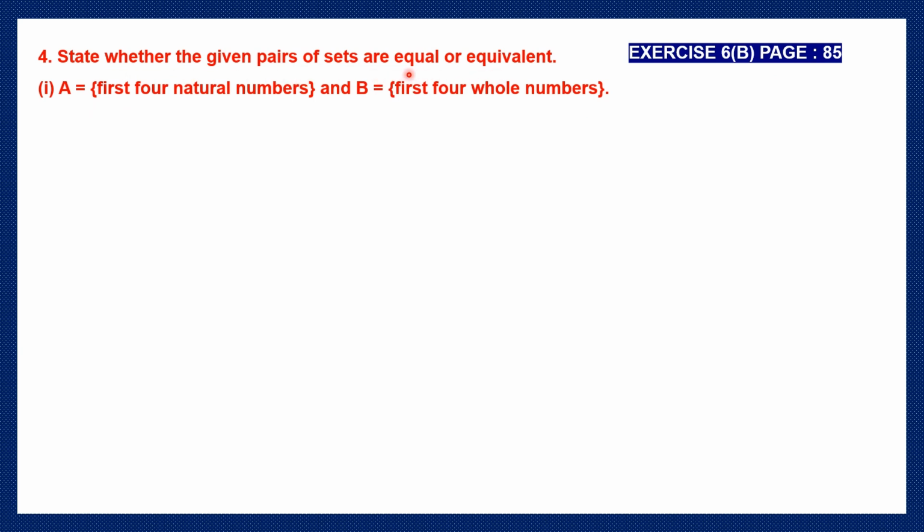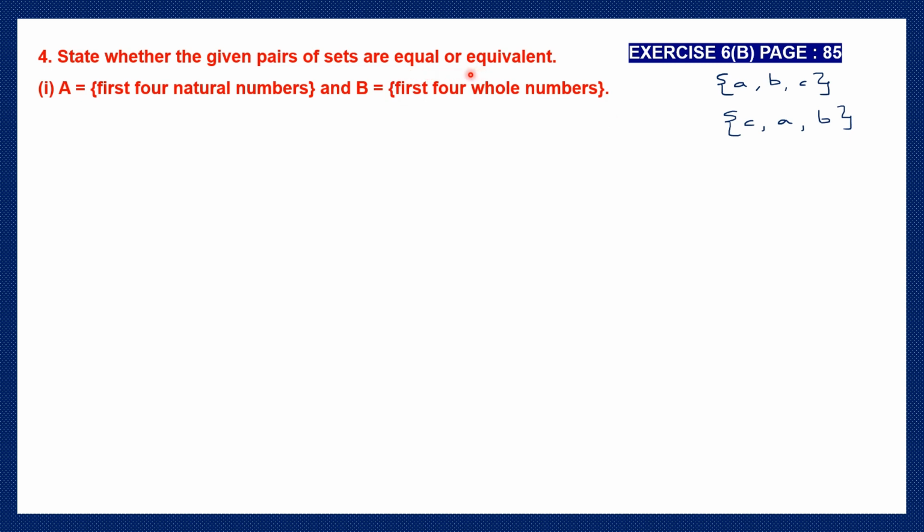Now what do we mean by equal sets? If I have one set with the elements A, B and C and I have another set with the elements C, A and B, the elements in both the sets are the same. I have A, I have B and I have C in both the sets. So when two sets have the same elements, we call them equal sets.